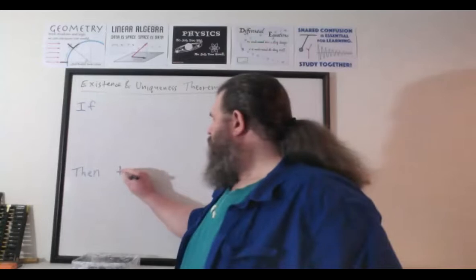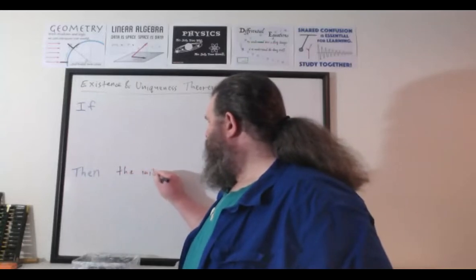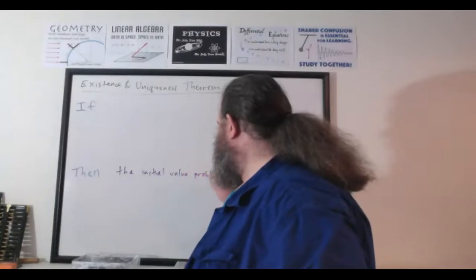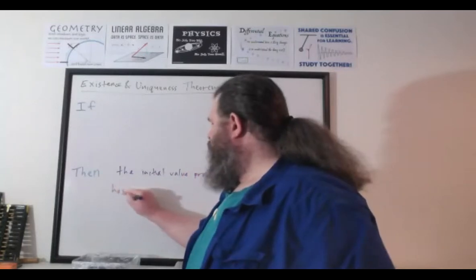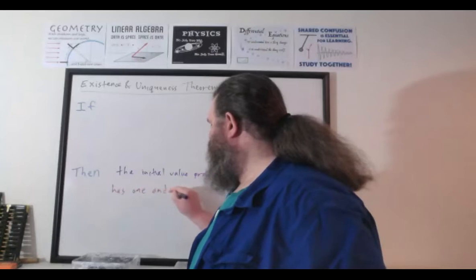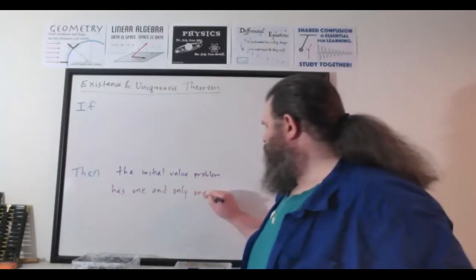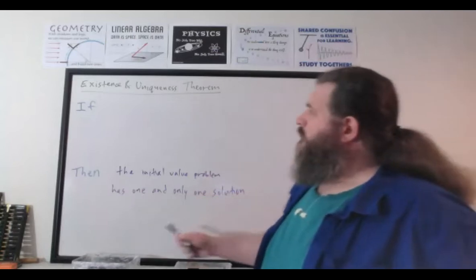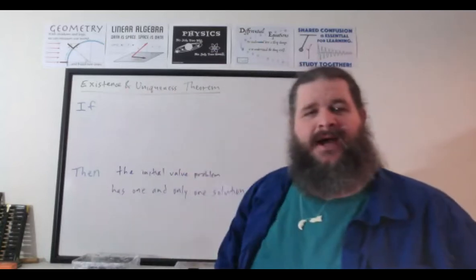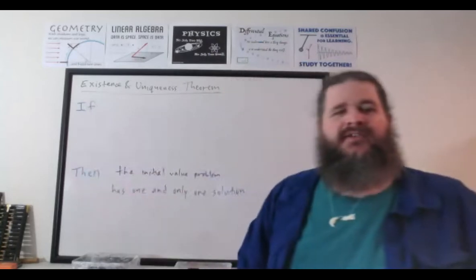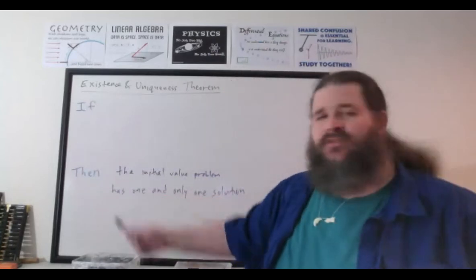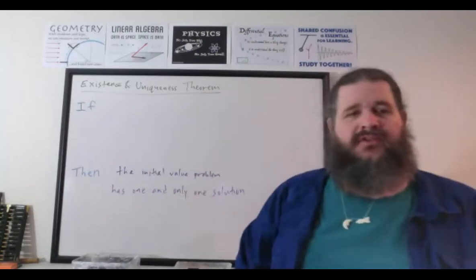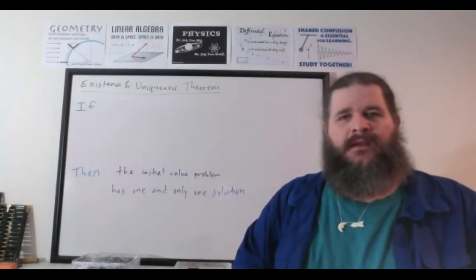Then the initial value problem has one and only one solution. And the one and only one is really what existence and uniqueness is all about. Existence, if we say a solution exists, we're saying there's at least one solution. If we say the solution is unique, we're saying that's the only solution. There's not more than one solution.